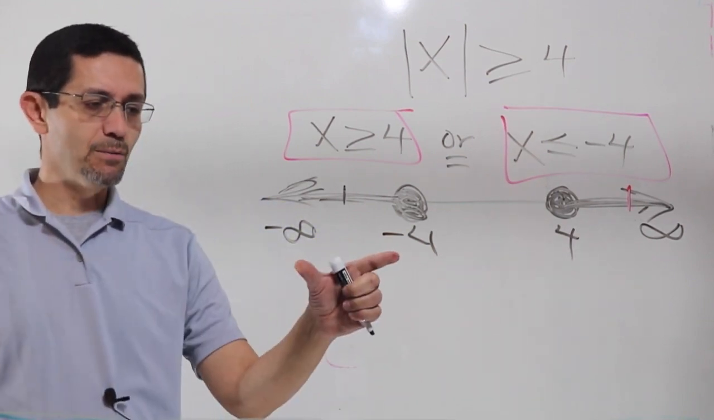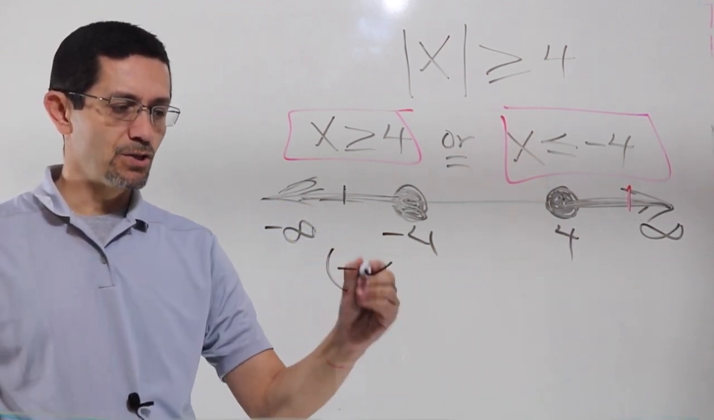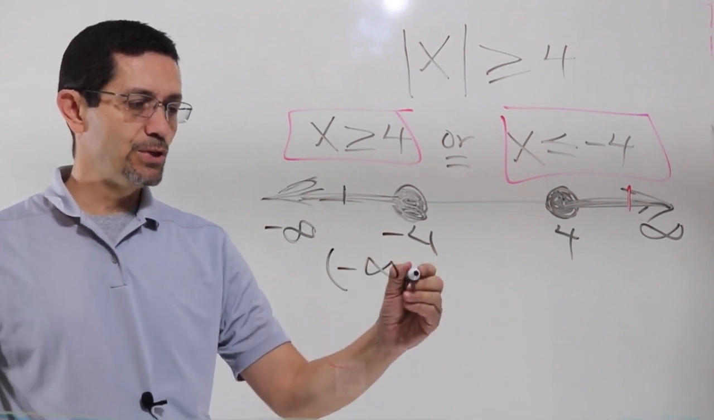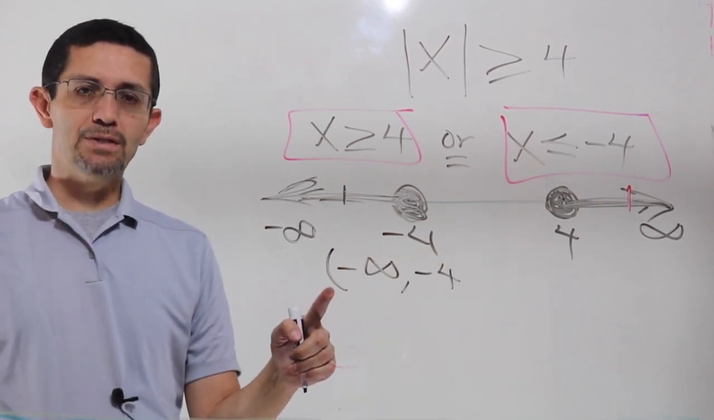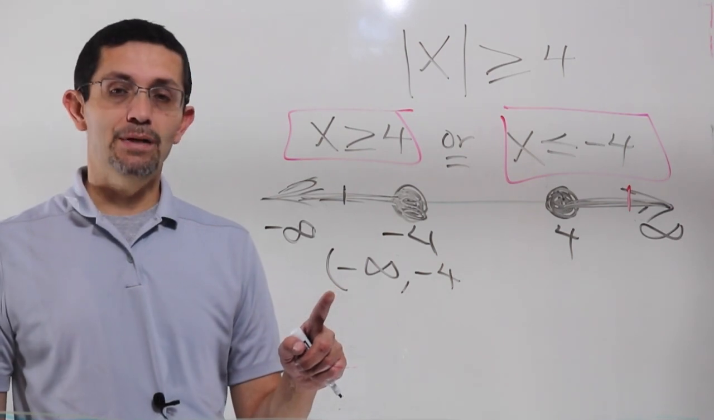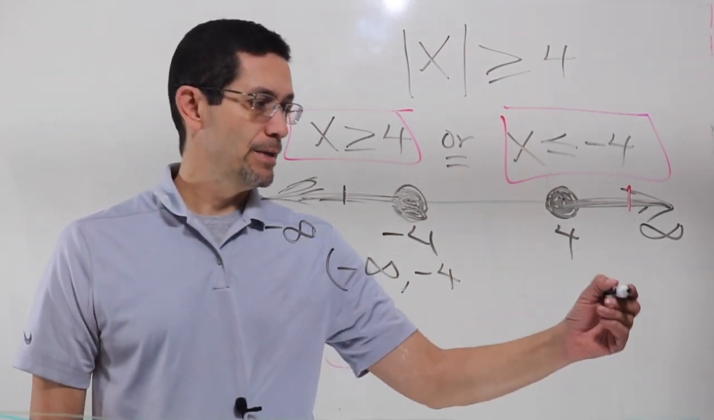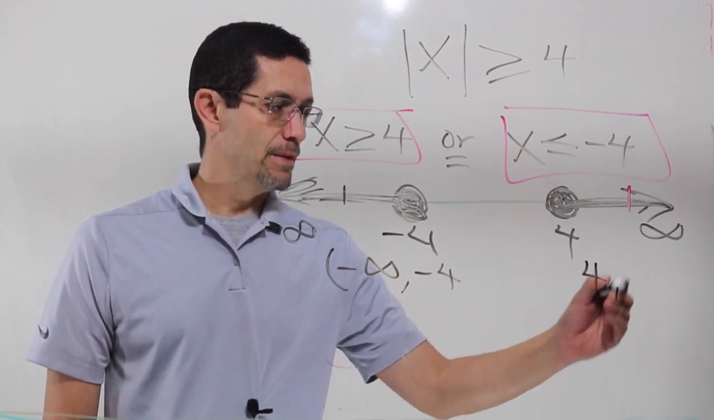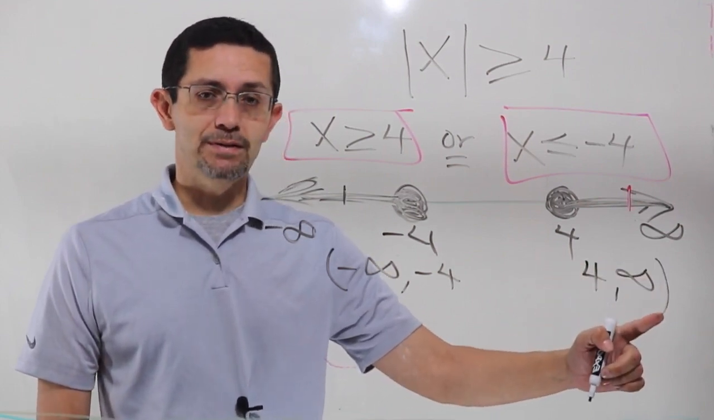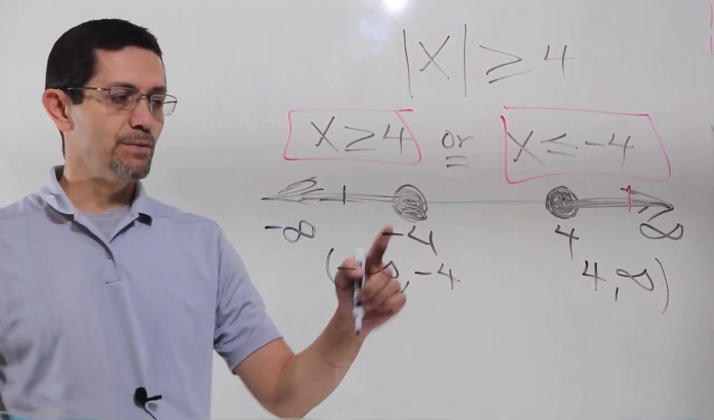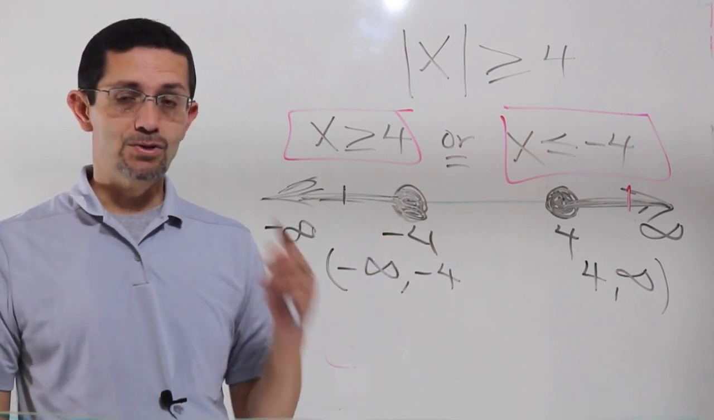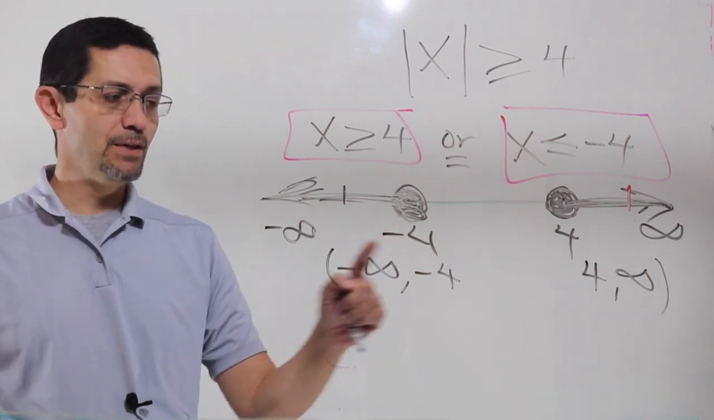What's my interval notation here? It starts at -infinity and comes all the way to -4. By the way, every time I use infinity, I'm going to have a parenthesis, -infinity or +infinity. I'm going to have a parenthesis next to it. In terms of this value, I go to -4. So my interval notation comes from -infinity to -4.